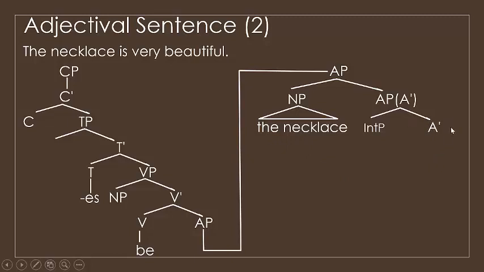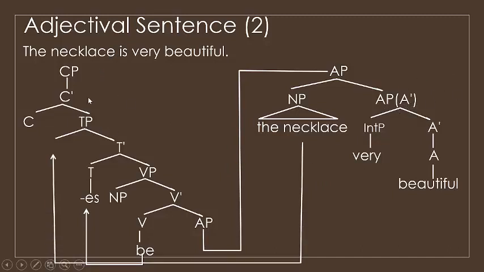Then the A bar here branches into A, because it doesn't have a specifier, and the intensifier phrase is very. And the A bar here is beautiful. This structure is the D structure of the necklace is very beautiful. And then in the S structure, the necklace will move to the S position, forming is over here. And then the necklace, as a specifier position of A, will move to the position of the specifier of T and becomes the subject of the sentence.